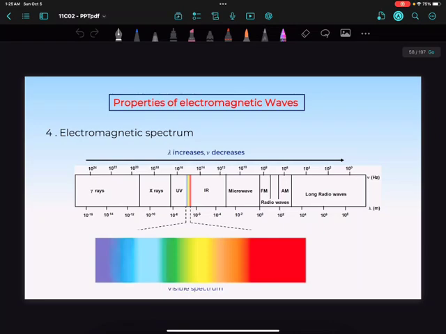Now let's talk about the properties of the electromagnetic wave, the electromagnetic spectrum. Spectrum is nothing but the band of colors of different wavelength. Here we can see there are a number of wavelengths with different frequency, for example gamma rays, X-rays, UV rays, visible rays, microwaves, radio waves, and long range radio waves. In a certain frequency range, there are certain waves which can be visible.